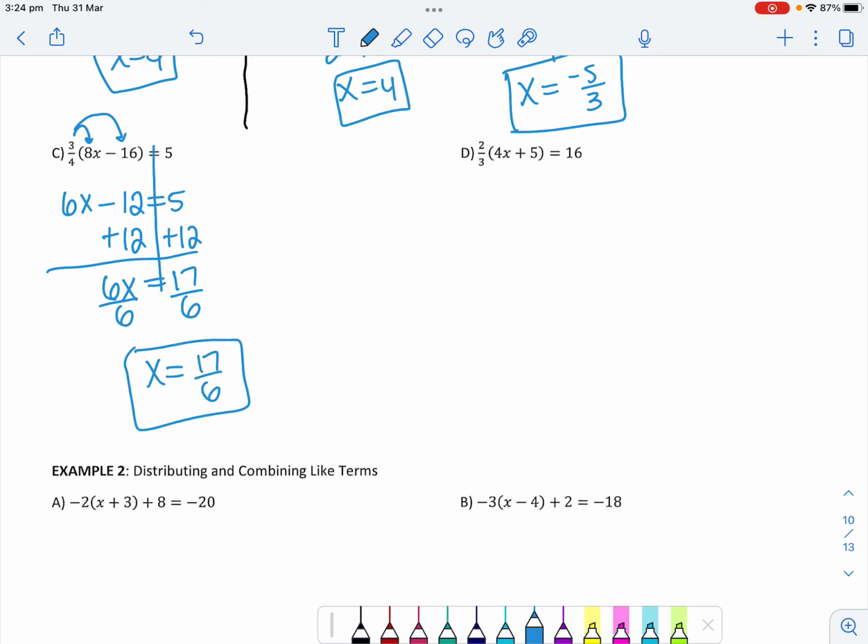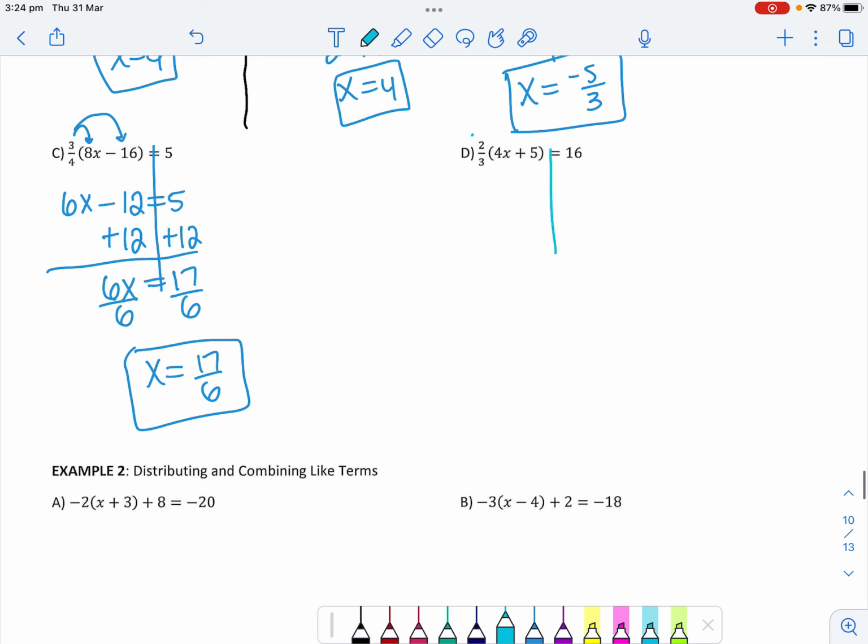And again, a fraction answer doesn't mean that you've done the equation wrong. It just means that that's how the solution came out, and it's probably true, okay? Now in part D, this time I'm going to show you how to clear the fraction. Because if I try to multiply 2/3 times 4 and 2/3 times 5, it's not going to come out very pretty, and I don't want to deal with fractions in my equation.